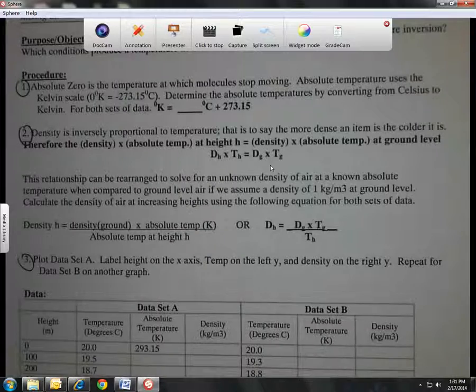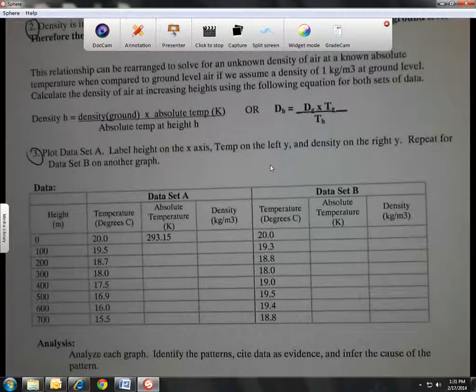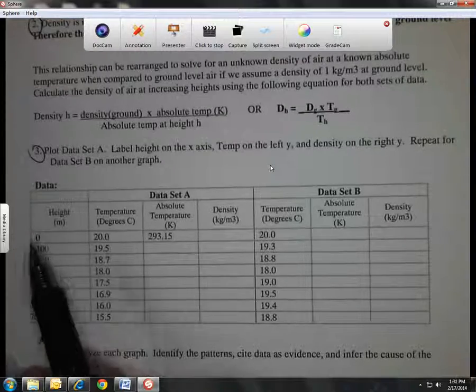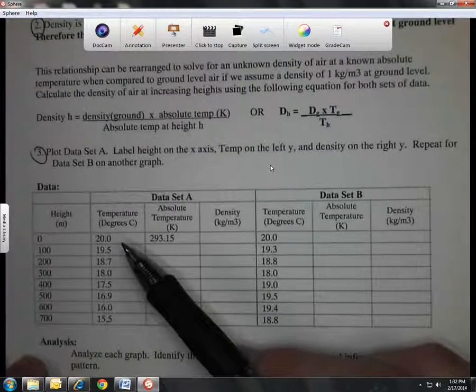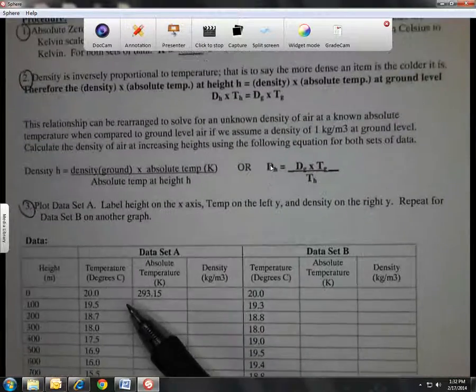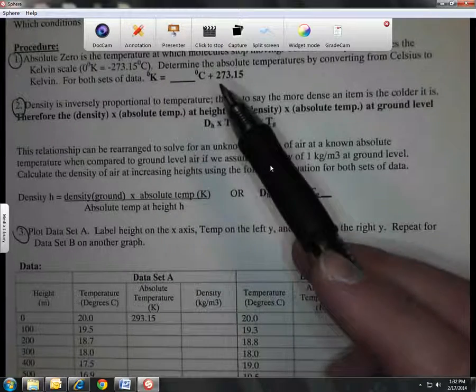Let's look at the first one. We're going to say that at height 0, we have a temperature of 20 degrees, and we want to convert that to Kelvin. So remember that our procedure for part 1 is that we take our Celsius temperature and we add 273.15. That gets us our Kelvin.